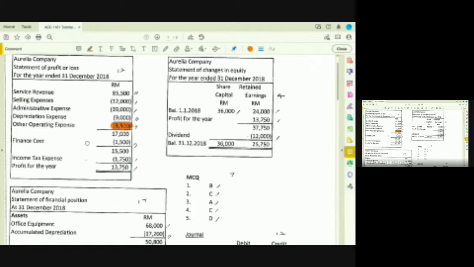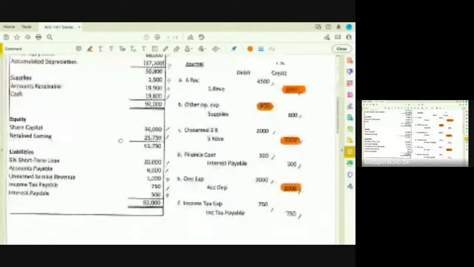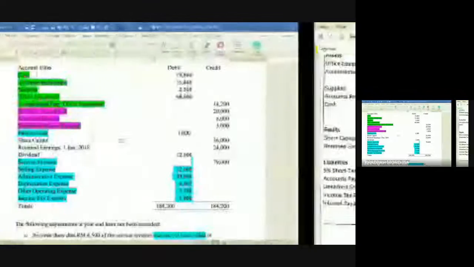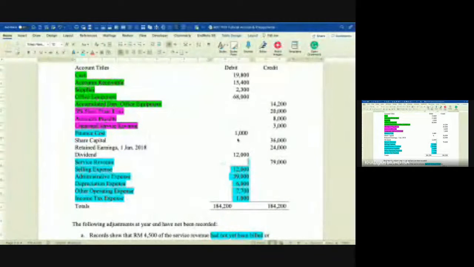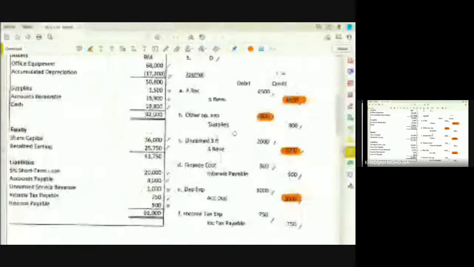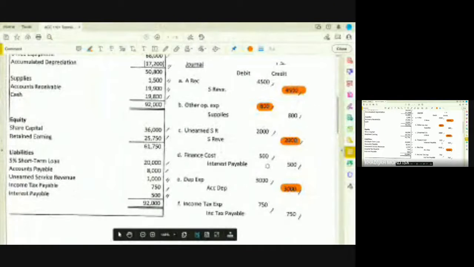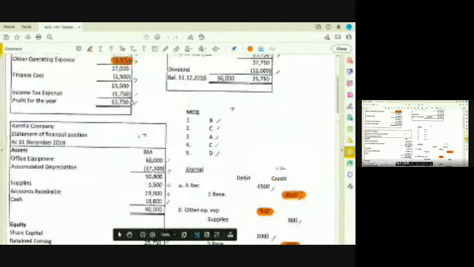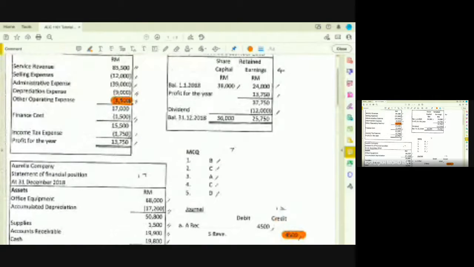Finance cost is shown separately. So finance cost, you add another. Initially, you have finance cost 1,000 and then plus another 500 interest finance cost here. So you should add 1,500. So that's why I say that start from the original figure and then plug in your journal entries into the respective accounts.